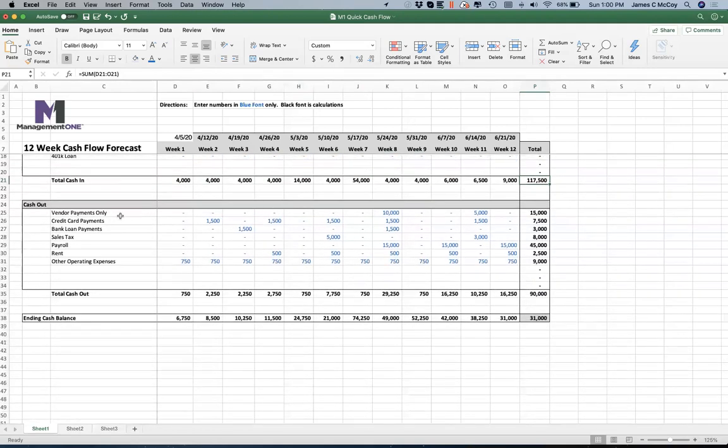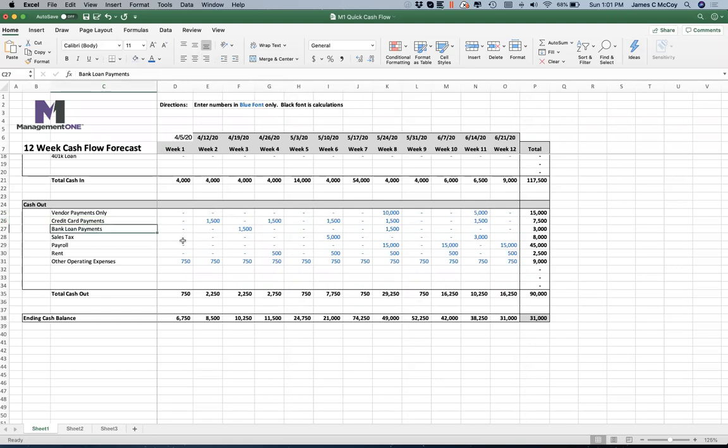Now cash out, we've given you some basic line items. You can add some more here, but this should cover most of what you need. When do you expect to pay vendors for your inventory? By week, type in some numbers. Credit card payments, this is if you have Amex or Visa, when you want to pay down your credit card balances.